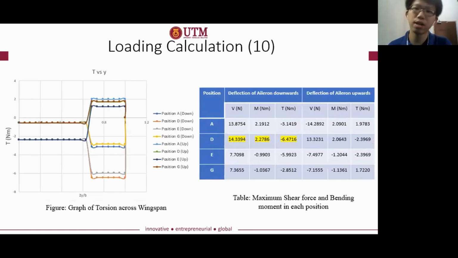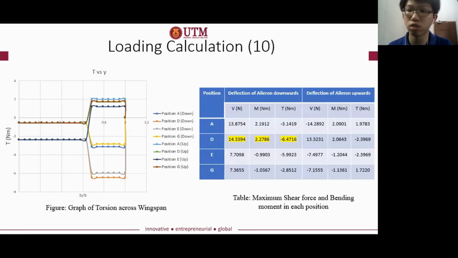So now look at this. The figure on the left shows the graph of torsion across the wingspan. As I've already mentioned in the previous section, the value of torsion depends on the value of the moment coefficient, Cm. The change in the Cm value, the moment coefficient, is due to the aileron deflection, and it still depends on the position of the wing during flight.